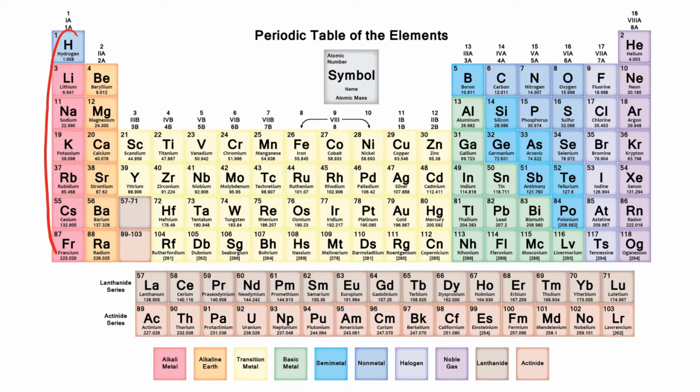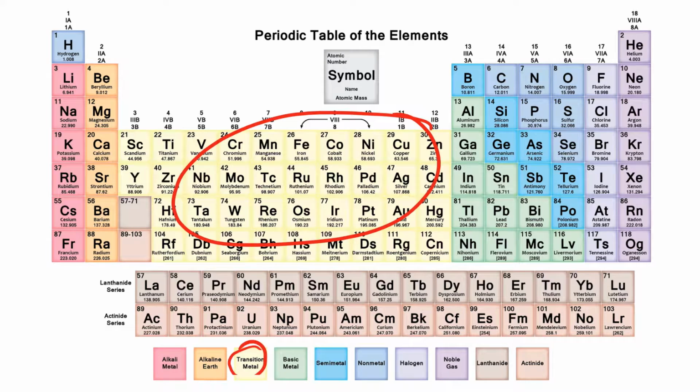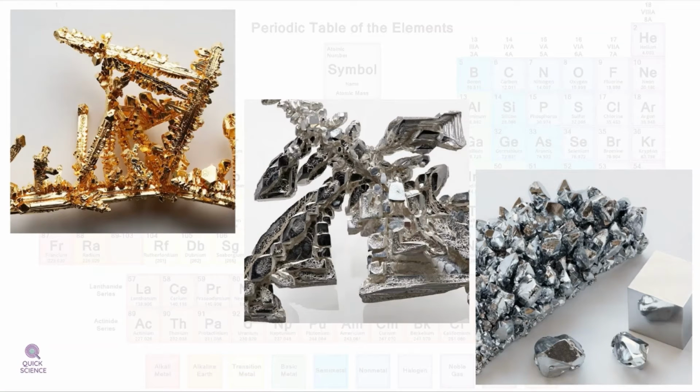The elements in the first group are called alkali metals, whereas the elements in the second group are called alkaline earth metals. And the elements which you can see in the middle of the periodic table are called transition metals. Most of these metals are shiny and they are conductors of heat and electricity.